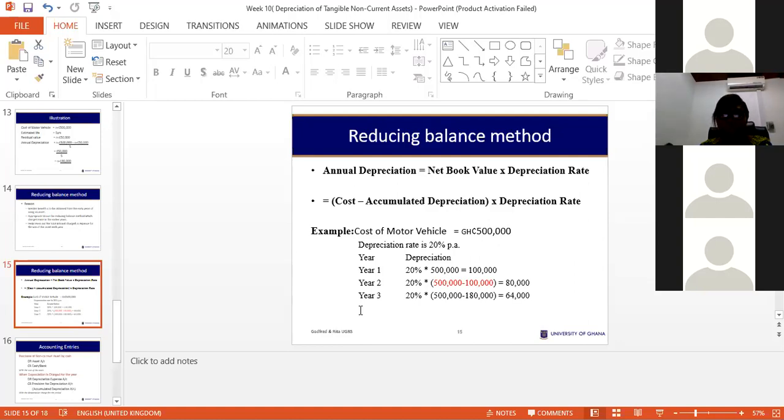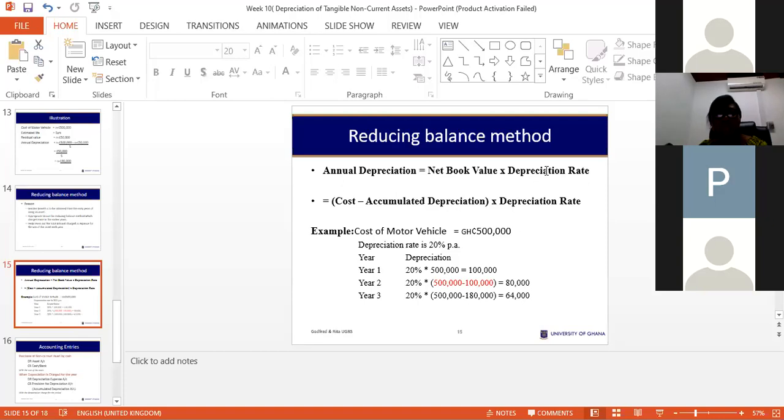51,200. Who else? 51,200. Are we all getting 51,200? If you are not getting 51,200, then check. So 51,200 will be the depreciation for year 4.